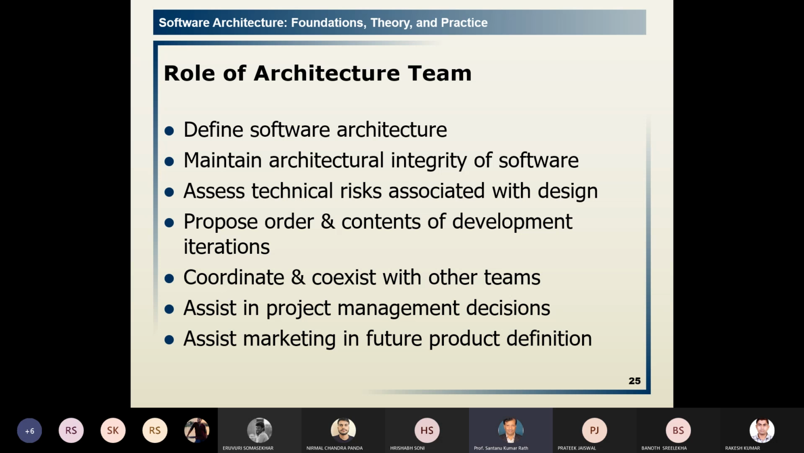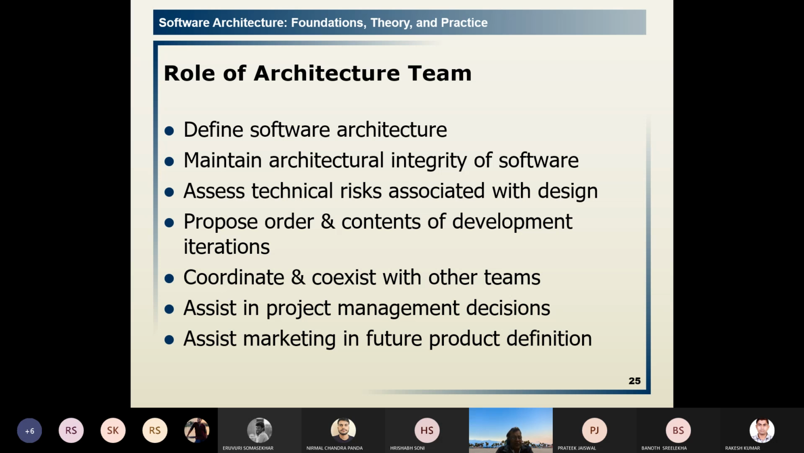So what is the role of the team members in that team? The chief helps to define the architecture. This is the job you have to do. They define it. They maintain architectural integrity. Integrity means honesty of the software, how the connectivity among the components is to be done honestly. Architectural integrity.